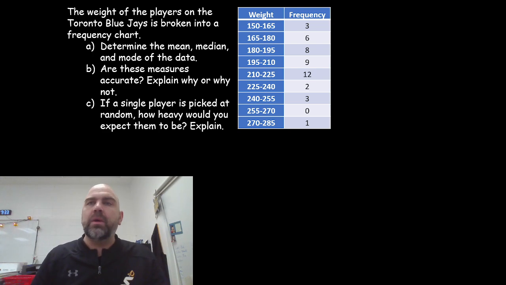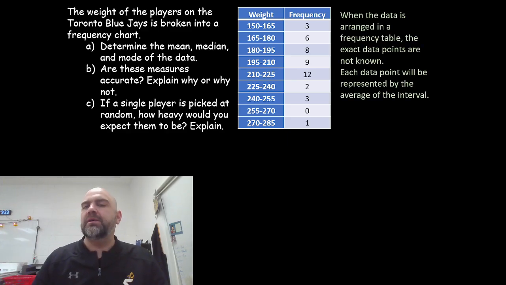Here we go. We are given the weights of a baseball team. It's broken up into a frequency chart. For the weights, we have intervals of about 15 pounds, and I think all that's pounds, yep. And then how many players fit inside each of those categories.